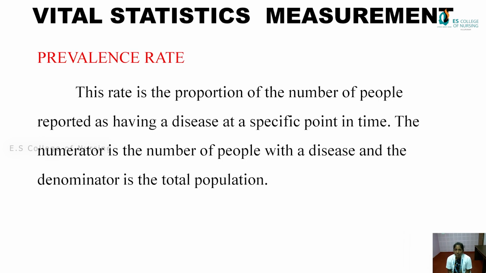Then coming to the prevalence rate. The prevalence rate could be measured in simple terms as new cases plus old cases at a given point of time. This rate is the proportion of the number of people reported as having a disease at a specific point in time. The numerator is the number of people with the disease and the denominator is the total population.